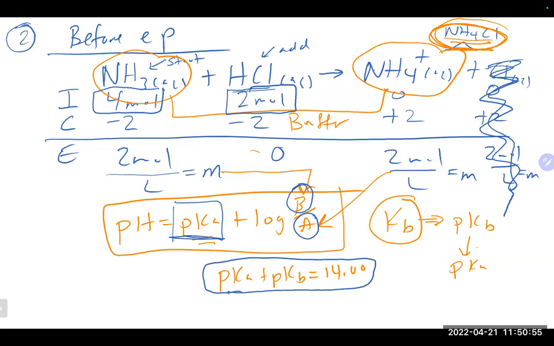Alternative to that, like normal, if you choose not to use it, you can just do an ice table, a second ice table at this point. And you actually have two versions of that. You could either do the basic ice table with the Kb value and then get it from the pOH to the pH, or you could use NH4+ as your acid and do a Ka type of calculation. So there are a few variations of ways you could get to the answer. Choose whichever way seems the best for you. Any questions on before the equivalence point here?